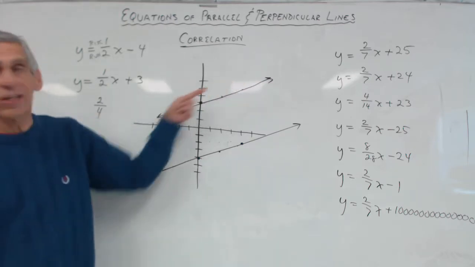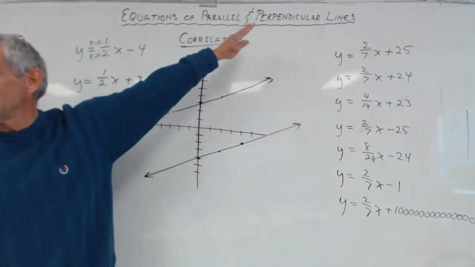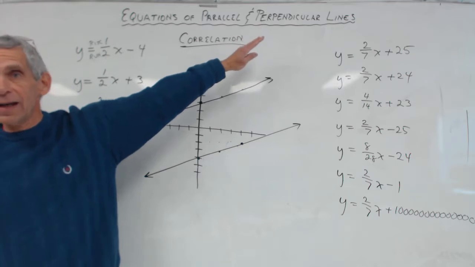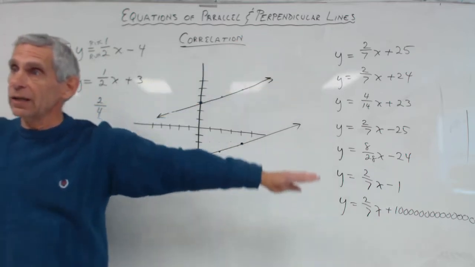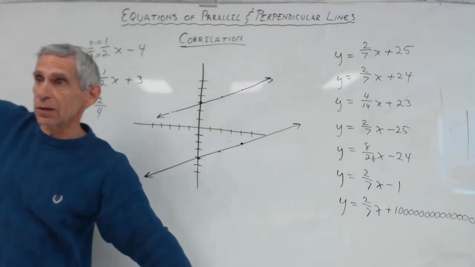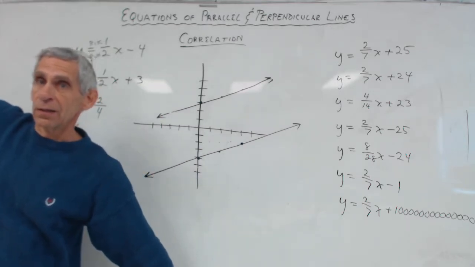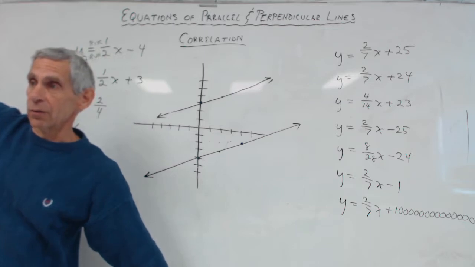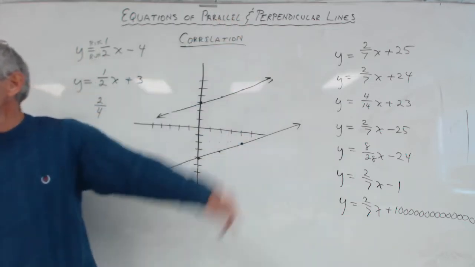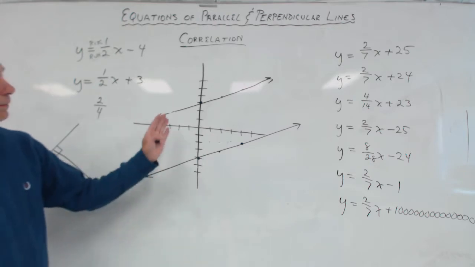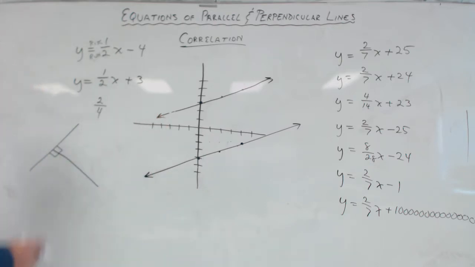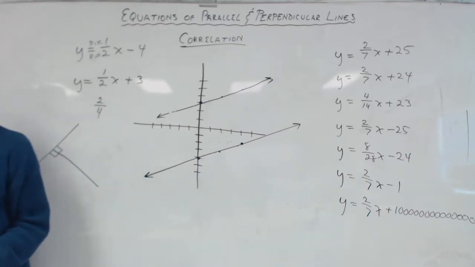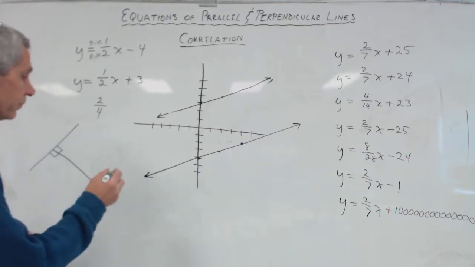So if the first equation has a positive slope, a positive correlation, do you agree with me that the second equation, if it's going to be perpendicular, has to be a negative correlation, a negative slope? Does that make sense? Yes. It's got to be. All right. So now I'm going to tell you the formula for perpendicular lines.